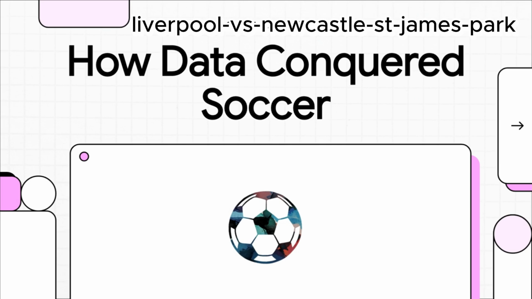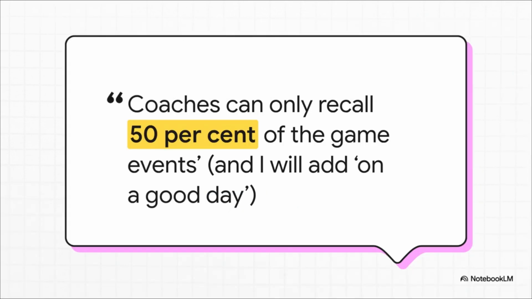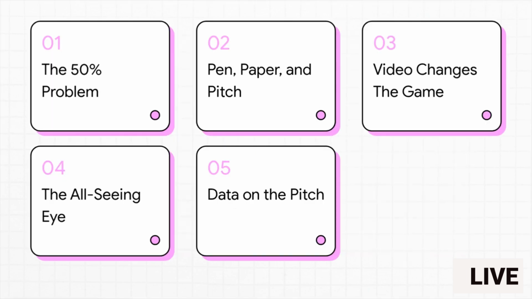That one little question kicked off a revolution that changed the sport forever. And this quote from the legendary coach Dick Bate, wow, it just hits the nail on the head. I mean, just think about that. If you can only remember half of what actually happened out there, and that's on a good day, how can you possibly make the right call? This became known as the 50% problem, and it's what started this whole quest to replace fuzzy memory with cold, hard facts. So today, we're going to trace that whole revolution.